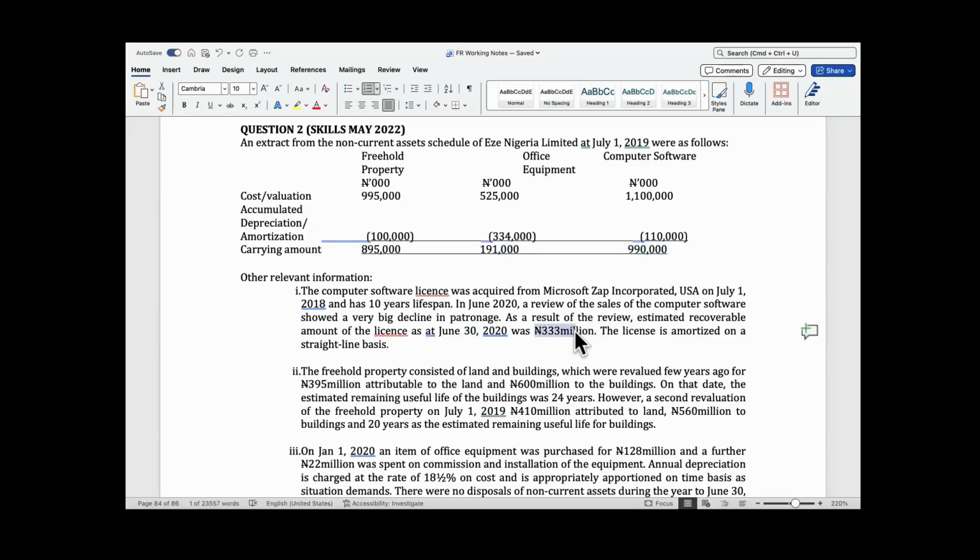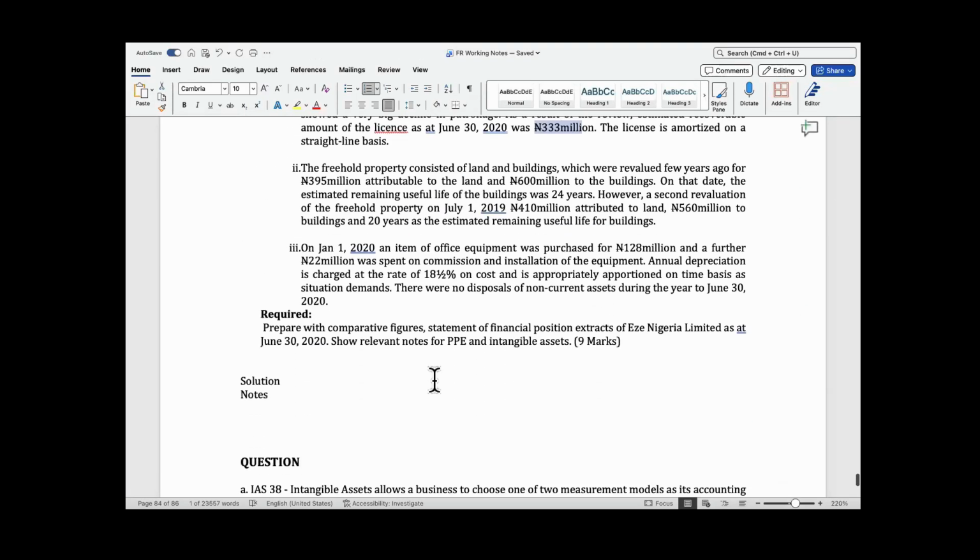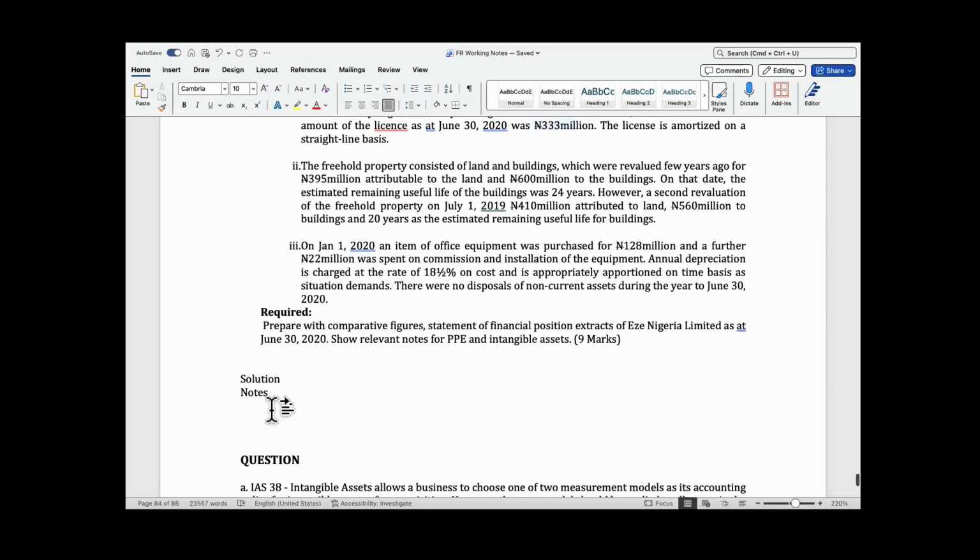I will pick the lower, because we don't expect you to carry your assets in your books at above its recoverable amount. Since its recoverable amount is 333 million, by the time I calculate my carrying amount as at the end of June, and it is higher than this recoverable amount, that means there is an impairment loss. I would need to impair that asset. So let's check, let's confirm. So first is for this computer software.